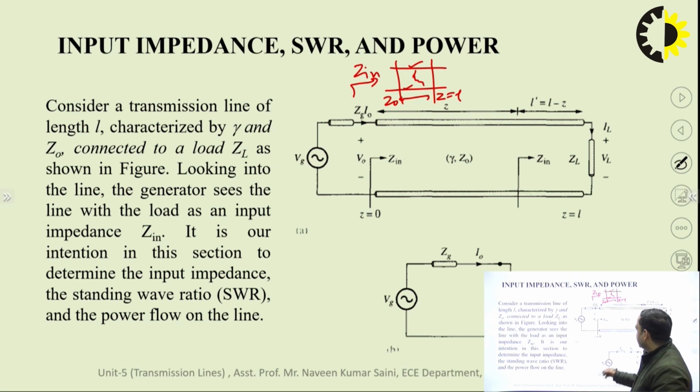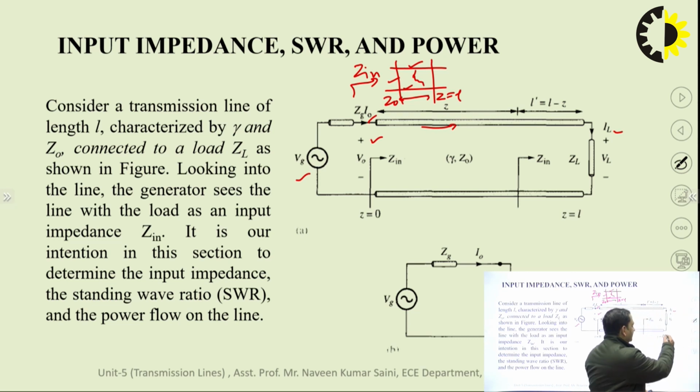This is the load side. We apply a source Vg, through which the current I0 flows and passes through the conductor. This complete section is the transmission line, and the output current is IL. At the load side we have the voltage VL and the load impedance ZL. So ZL is the load.